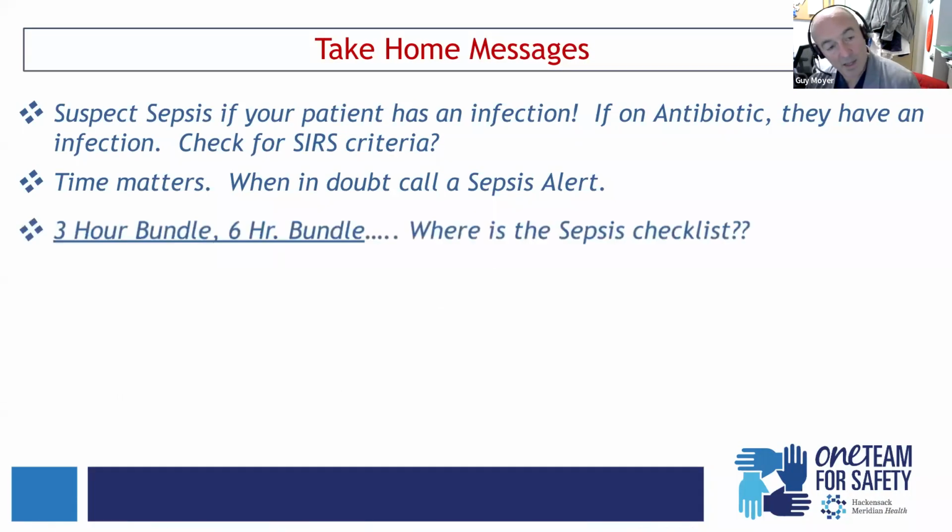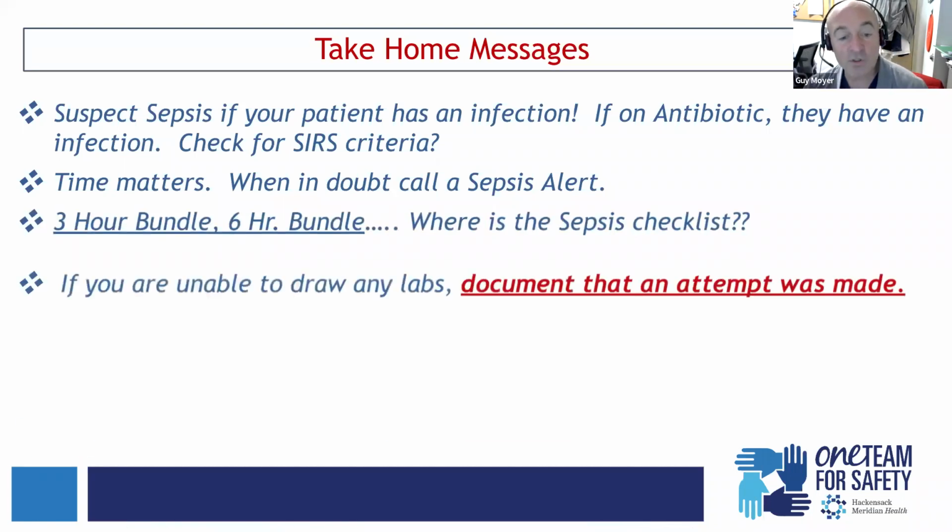You want to try and be compliant with your 3-hour bundle and your 6-hour bundle. You do have your sepsis checklist on the unit. It's just a worksheet to help you work through the things that you need within that 3-hour bundle as well as that 6-hour bundle, with an emphasis on ordering the cultures and the lactic acid and starting those antibiotics within 1 hour. And if you're unable to draw the labs, make sure that you document that an attempt was made. Put it in the chart in your nurse's notes so that it can be identified by the abstractors when they're looking at the data.